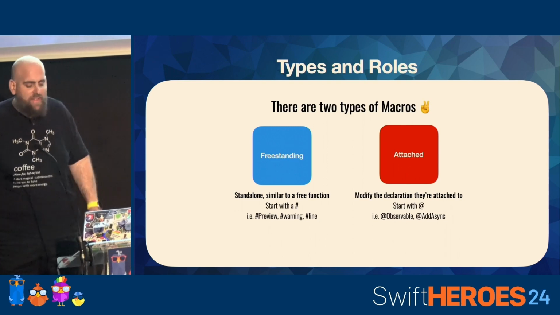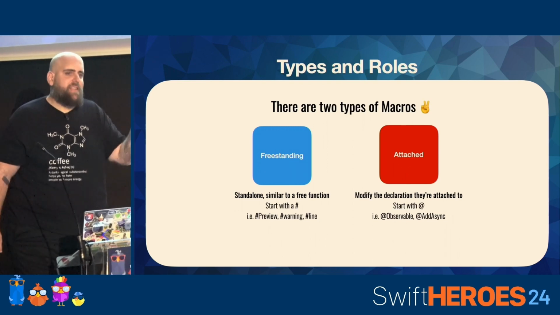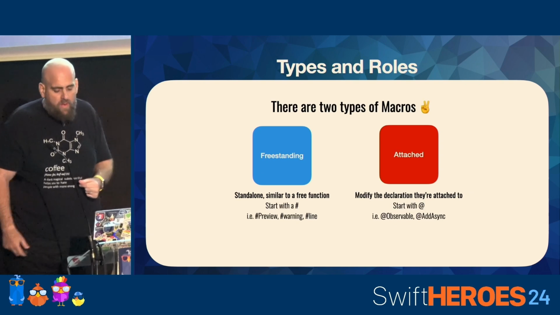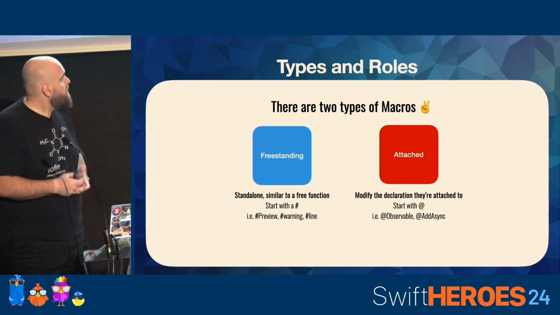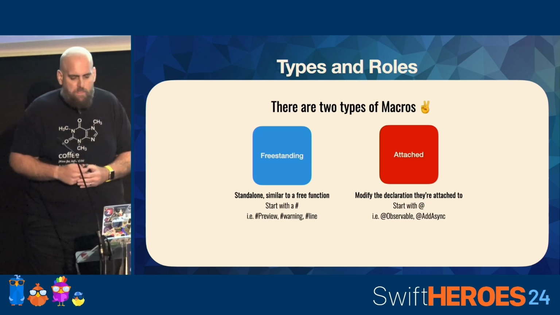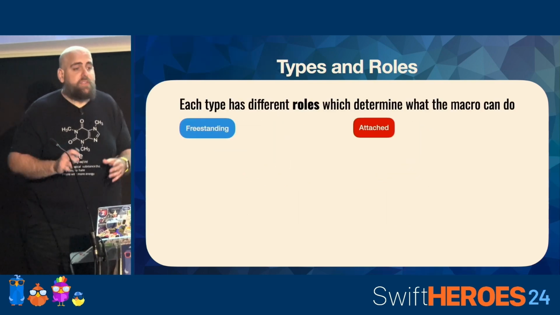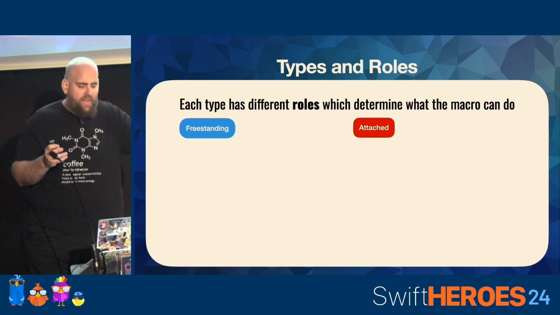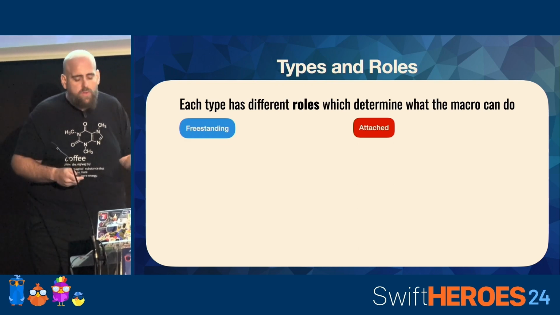It starts with an @ sign, and it's always attached to some declaration: function, class, struct, enum, whatever. Another good example here is the observable macro that is used by the SwiftUI observation framework. And each of these has different roles. So again, types: where can we use it, freestanding or attached; and roles: what kind of code can we generate?